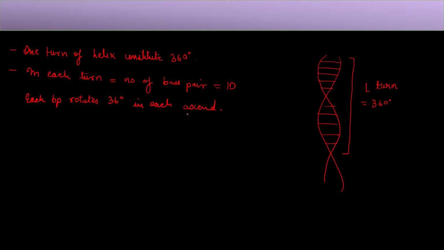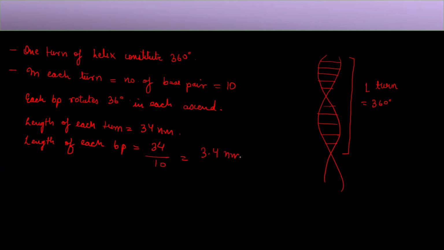Now, the length of each turn. The length of each turn is 34 nanometer. So the length of each base pair will be, because there are 10 base pairs in each turn, and the length of each turn is 34 nanometer, the length of each base pair will be 3.4 nanometer, right?